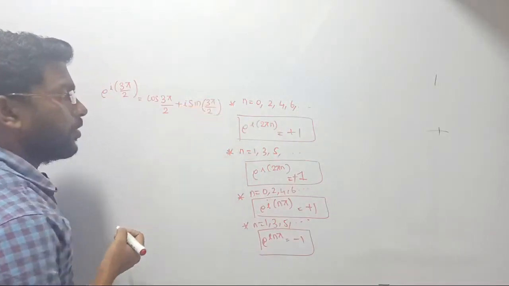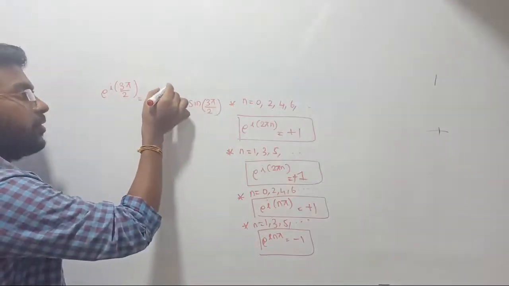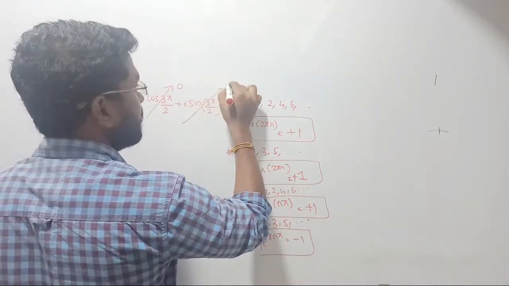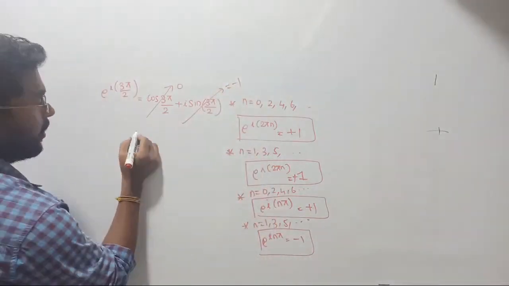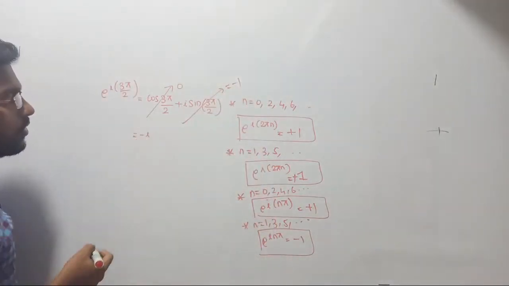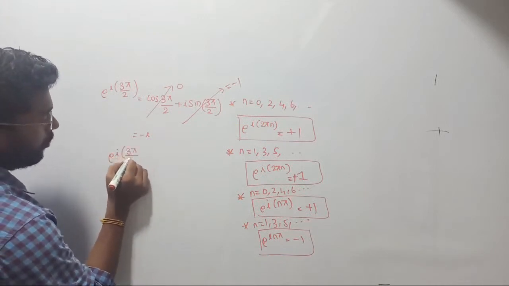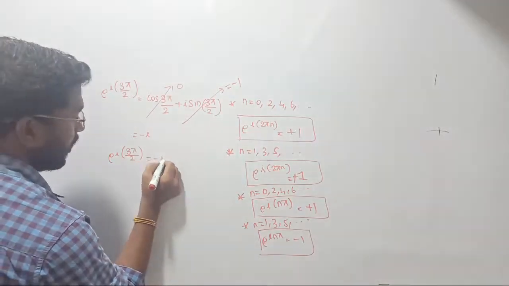See, sin 3π by 2. What are we going to get now? Cos 3π by 2 should be equal to 0, we all know. What about sin 3π by 2? That is equal to minus 1. Do you agree with me? Yes, that is going to be minus i. So what is the conclusion? e power i into 3π by 2 should be equal to minus i.